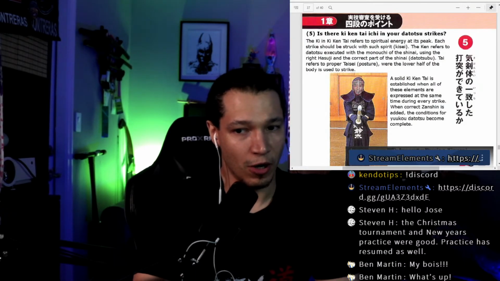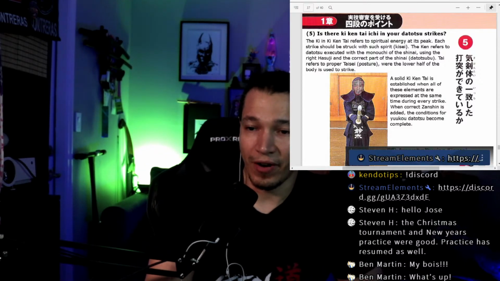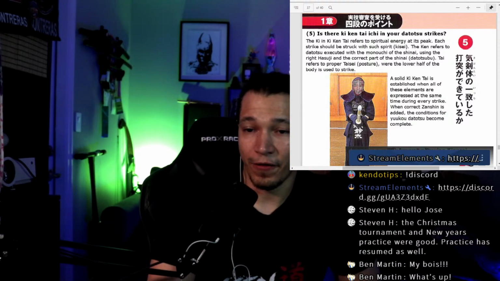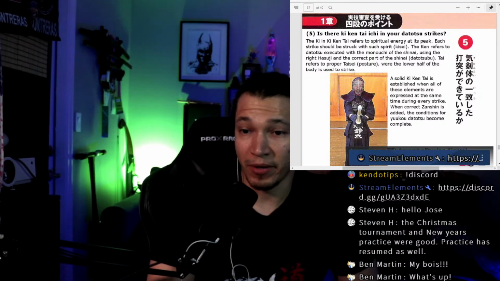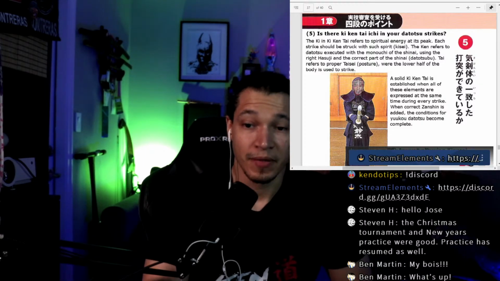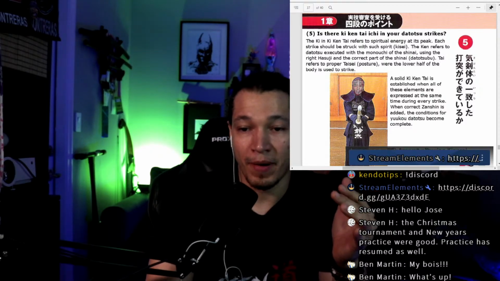Hope that makes sense. I hope I'm doing it right. Okay, is there a Kiken Tai-itchi in your Datotsu strikes? Again, very interesting that they put this for Yondan level. The Ki in Kiken Tai refers to spiritual energy as it peaks. Each strike should be struck with such spirit. The Ken refers to the Totsu executed with the Monouchi of the Shinai, using the right Hasuji and the correct part of the Shinai. Tai refers to proper Taisei posture, where the lower half of the body is used to strike.